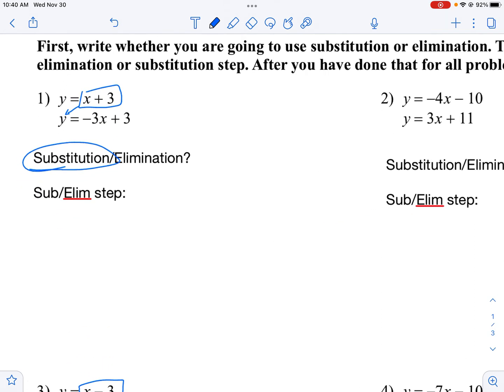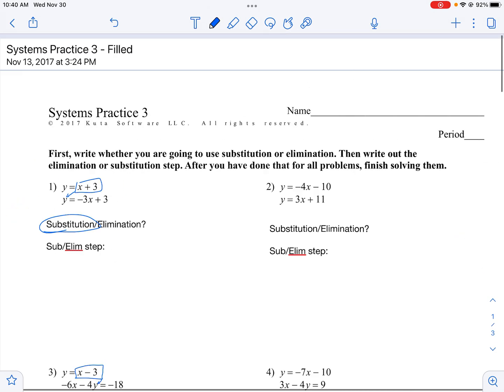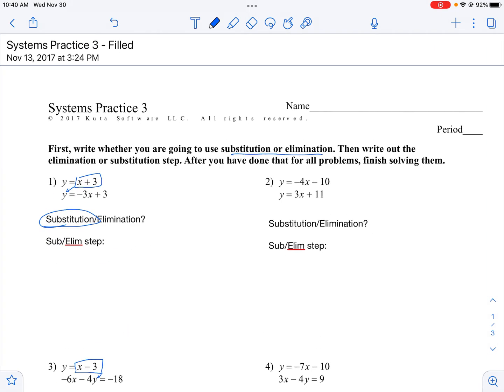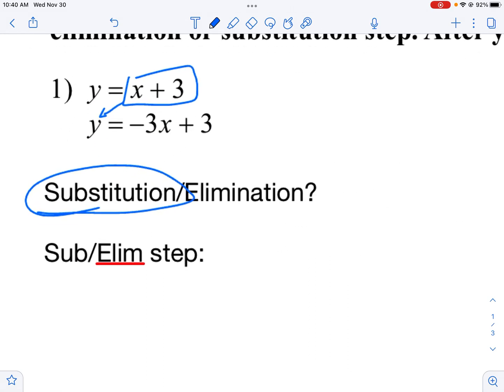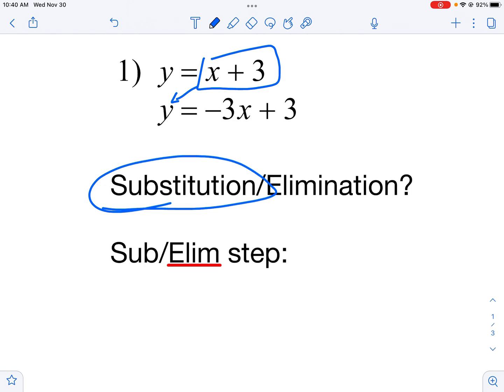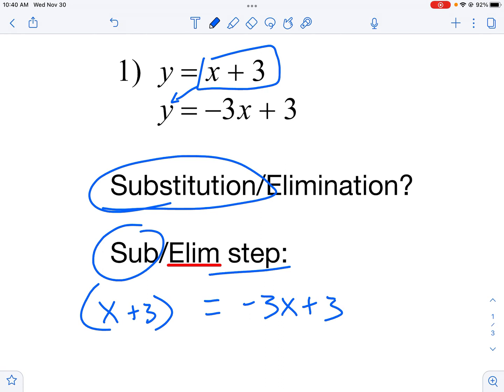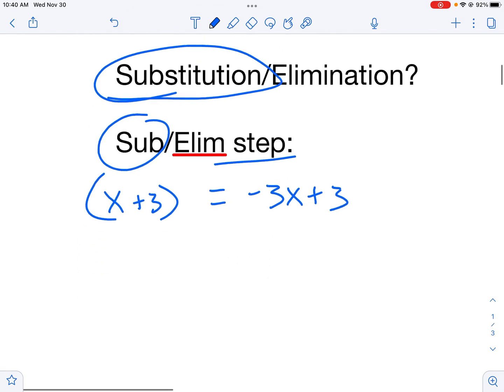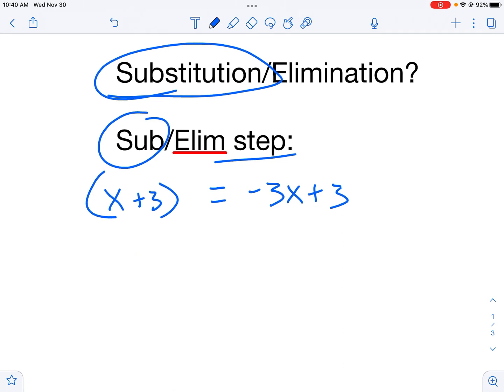Alright, so now that you're back, we're going to talk about what to do next. We're supposed to first state whether to use substitution or elimination, then write out the substitution or elimination step. So let's go to this number 1 here. We said we were going to substitute this in for y. When I'm looking for the substitution step, I want you just to write down what the equation looks like after you do that. So it's going to make x plus 3 equals negative 3x plus 3. If you take this and put it in the y spot, it replaces it. And when you substitute something, you put it in parentheses. So there we go. I have substituted on this one.